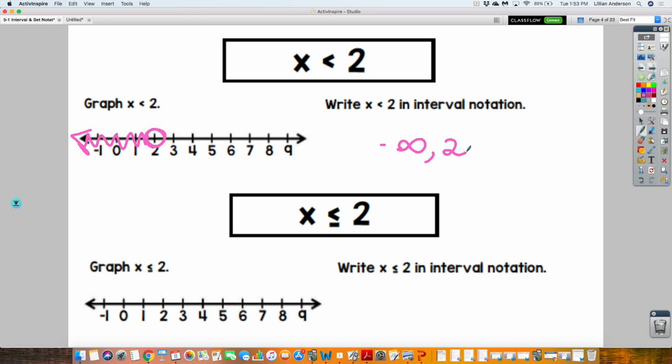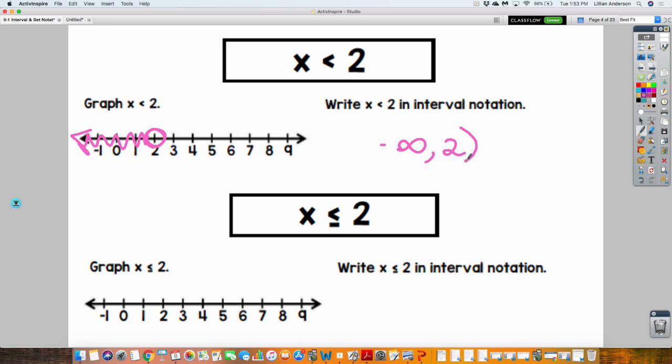Now, for infinities, not a bracket, because a bracket means that it would actually be defined. Can we define infinity? No. So infinities, whether they're positive or negative, always have a parenthesis, no matter what. So when you're writing an inequality in interval notation, you can use the graph as a visual to see the furthest left and the furthest right it goes, and then parentheses if it's not included, and a bracket when it is included.